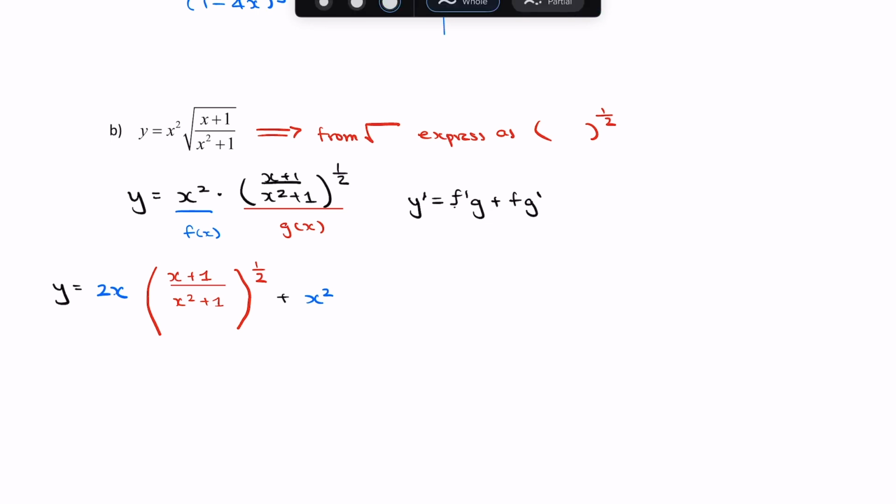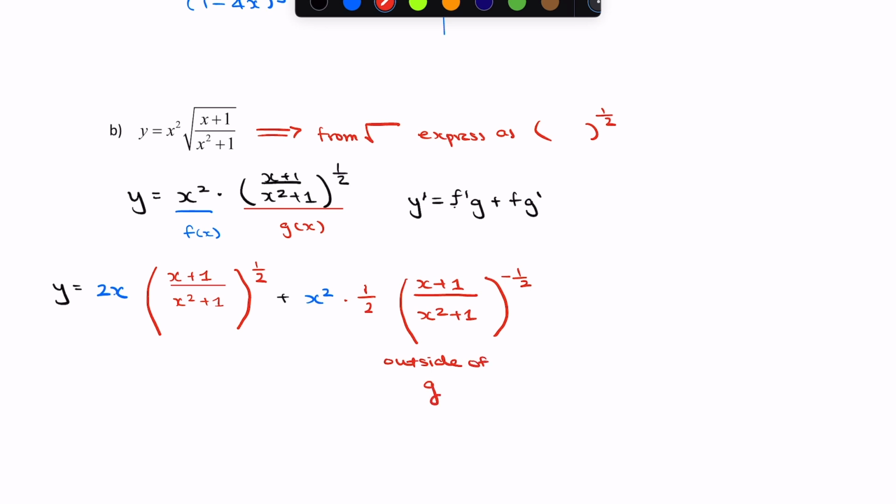So g prime of x is going to be the outside. So we move the outside here. So we have 1 over 2 times (x plus 1) over (x squared plus 1) to the power of 1 over 2 minus 1, so n minus 1, which is negative 1 over 2. So this is the outside of g.